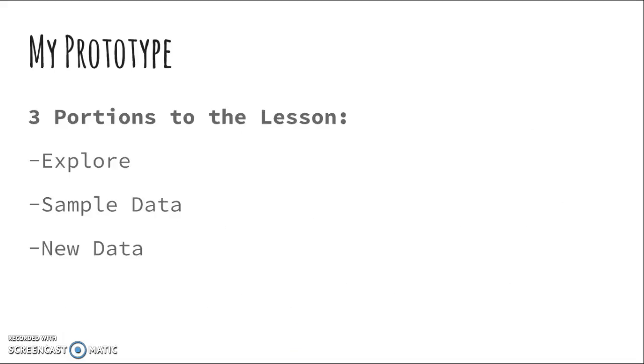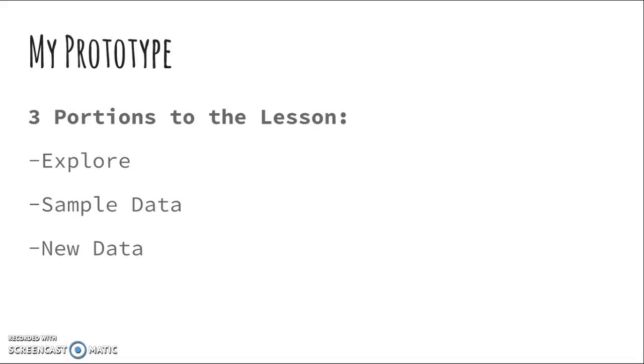My prototype lesson was broken down into 3 portions: the explore portion, the sample data portion, and the new data portion. In the explore portion, students investigated the meanings of the terms analyze and apply from the learning objectives. In the sample data portion, we analyzed a set of data as a class and applied Darwin's theory to explain this data. After modeling analysis and application in the sample data portion, students worked in groups to use these skills again with a new data set and write explanatory paragraphs to showcase their mastery of the learning objectives.